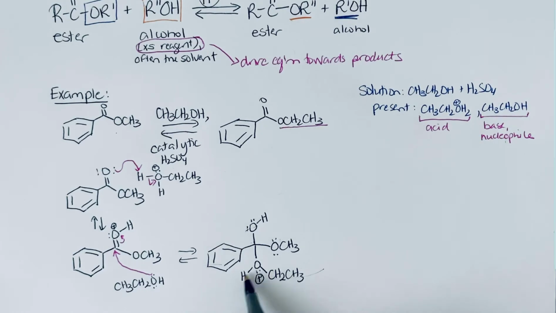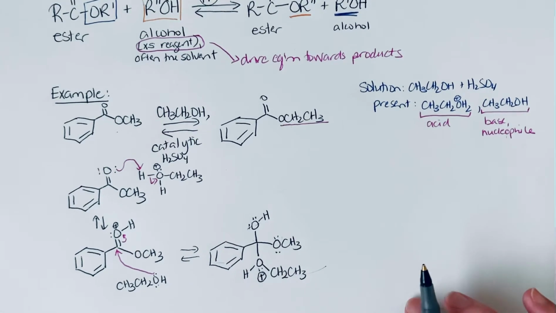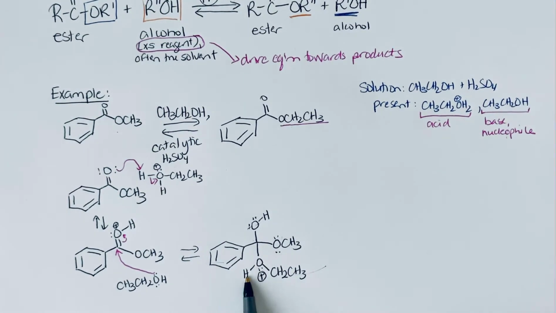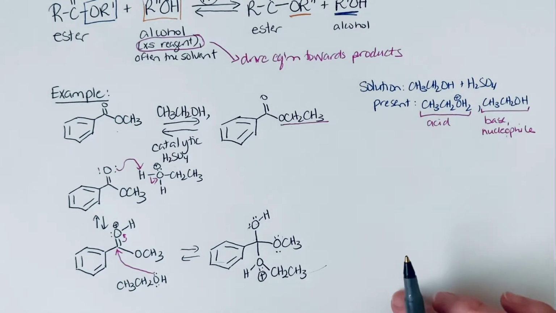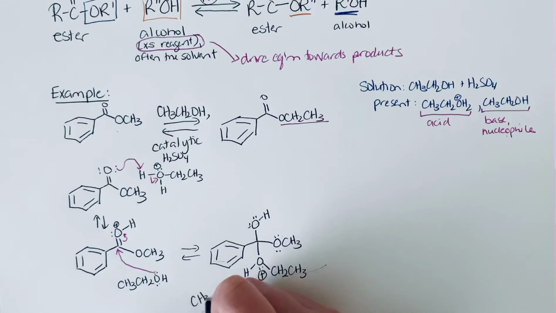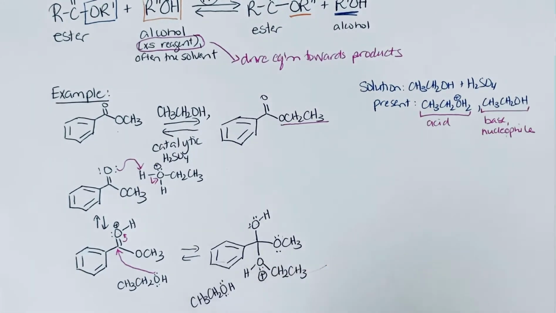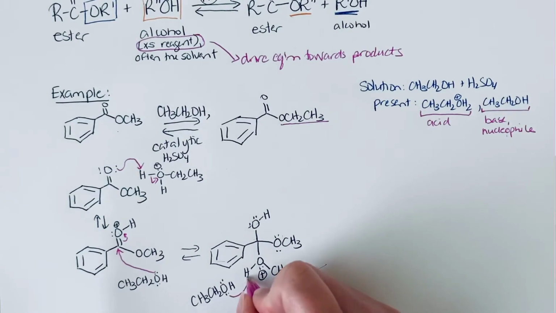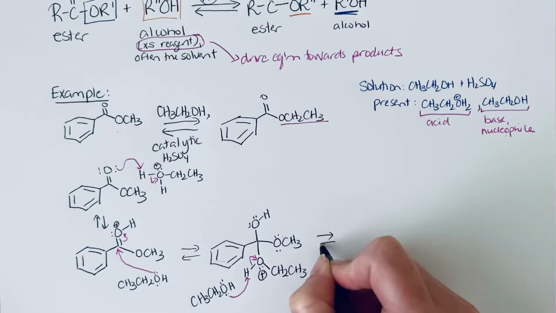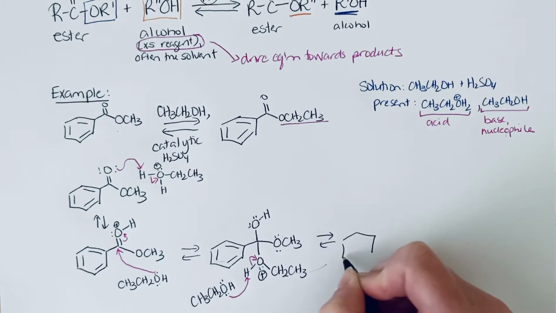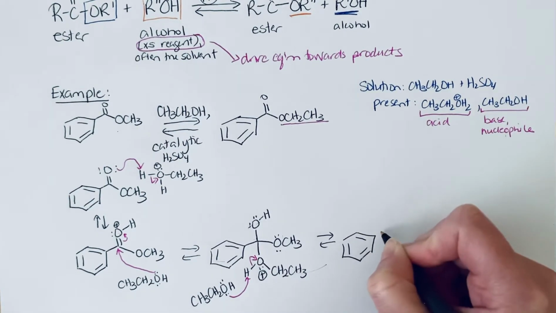So the first thing we want to do is we want to remove that proton. And so we need a base. So we want to look to what we have present in our solution, and we see if we need a base, we're going to use ethanol. So I'm going to use ethanol to remove that proton. So we're going to get to another tetrahedral intermediate in this solution.